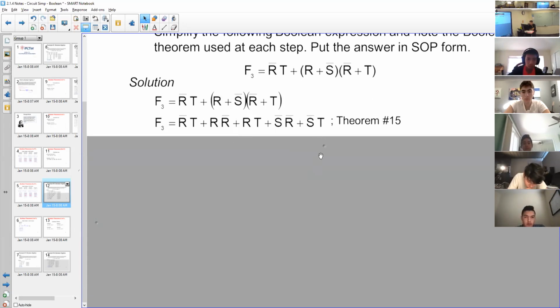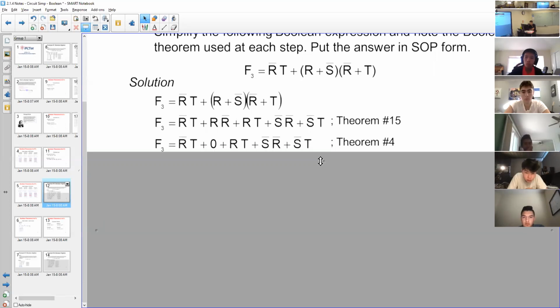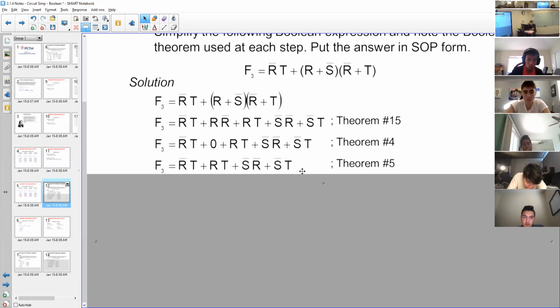All right, now we've got a set of 4 different expressions. Okay, so now we're going to use theorem 4. If we have an R times not R, so in theorem 4, if we have something multiplied by its inverse, that's just a 0. So we can actually eliminate that one. Then we can use theorem 5. Whenever you're adding 0, you can just eliminate the 0 because it doesn't matter.